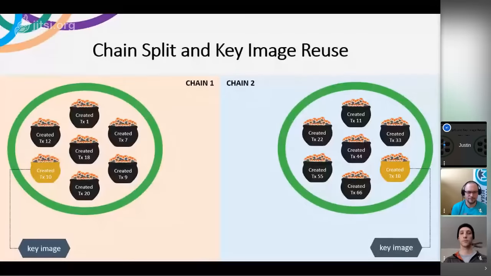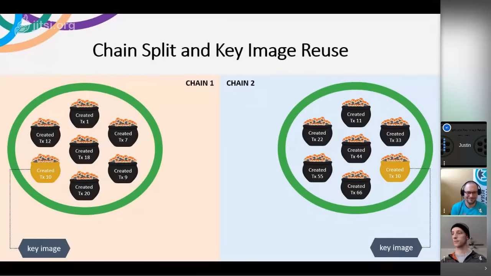Okay, thank you. So I actually want to take the time now to walk through some of the previous slides that I gave at DEF CON, again, to talk about this sort of chain split analysis with the key image reuse, just so you can see exactly how this happens. So I'm going to share that screen right now. Okay, this presentation has come in handy a lot.